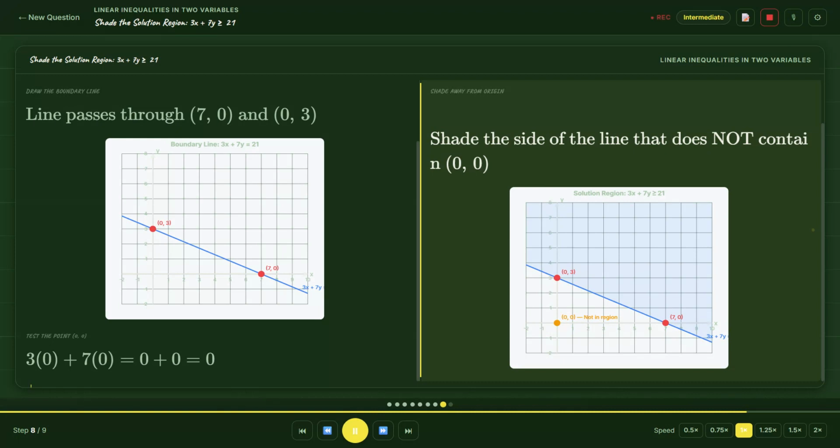Since 0, 0 did not work, we shade the other side of the line, the side that is away from the origin. That is the upper right side.